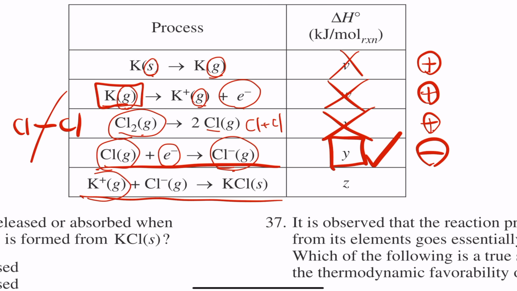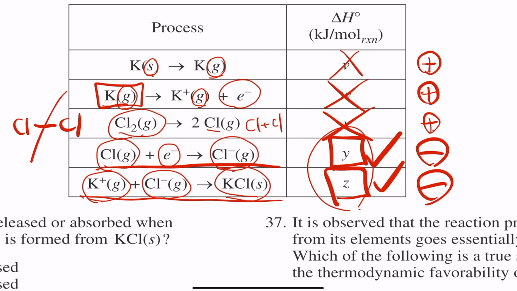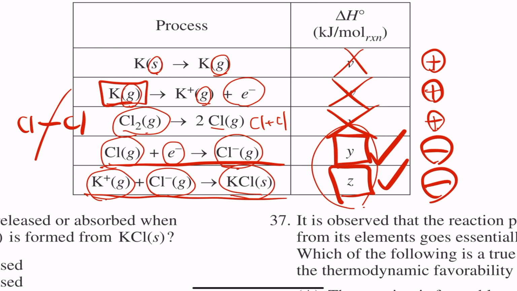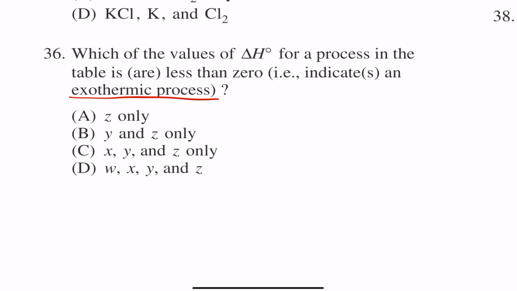And then here we go. We have the potassium ion and chloride ion forming potassium chloride. Once again, forming, right? These two ions come together to form this new compound, potassium chloride. And whenever you form something, that's an exothermic process. So this guy is also cool. Z, we count it. So it's only the bottom two reactions, aka the delta H values of the Y and Z, that should be negative, aka that should be our answer choice B, Y and Z only.